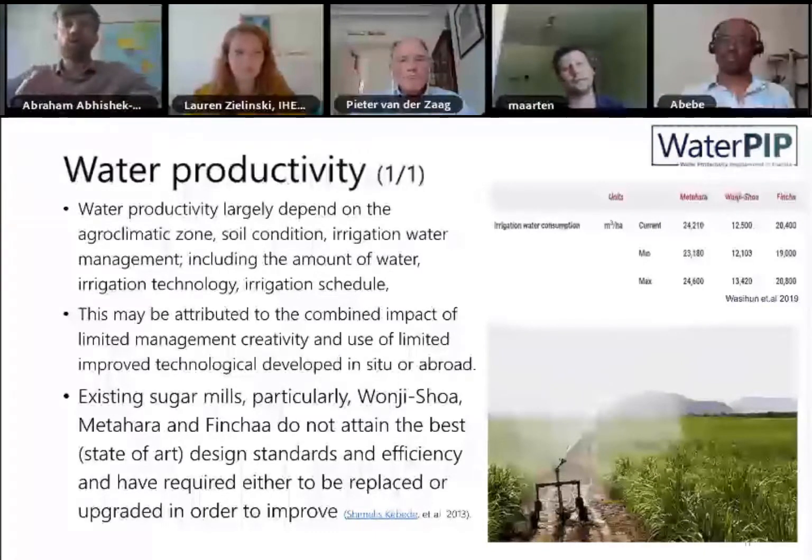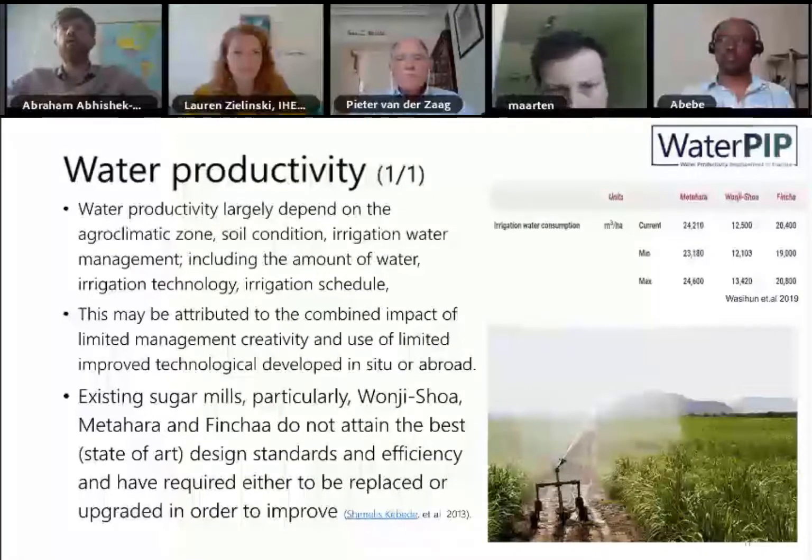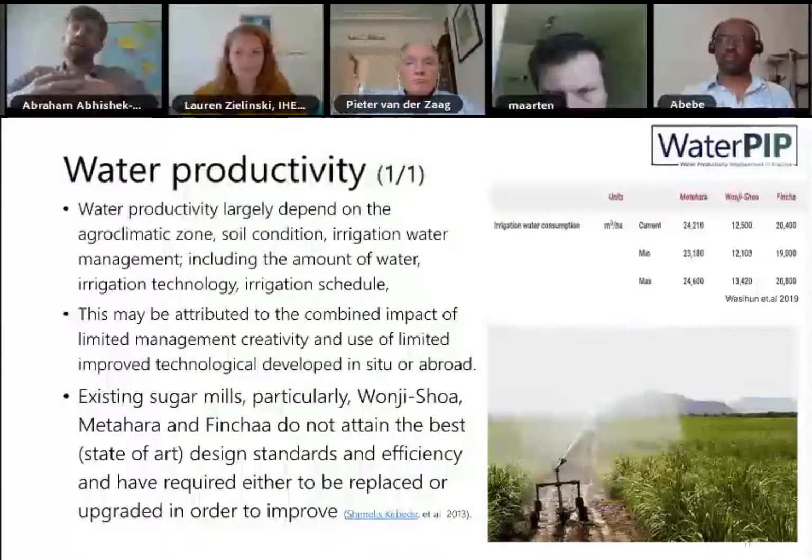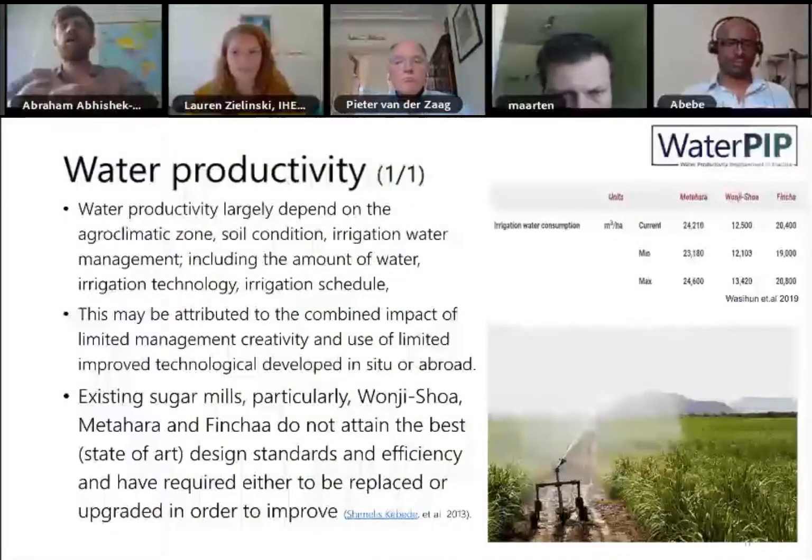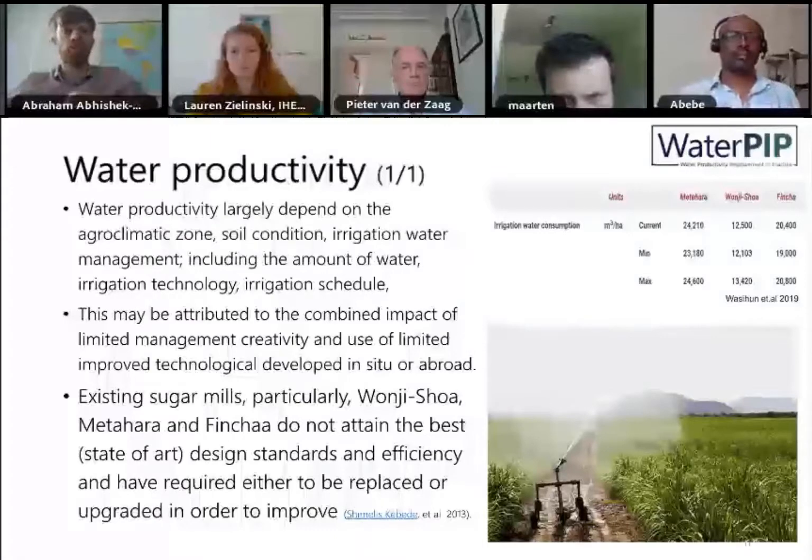With regards to water productivity, it largely depends on the zones again, soil conditions, and the irrigation water management, including the amounts of water, the irrigation technology, and the irrigation scheduling. And as Abera also already mentioned, this is really a challenge in schemes where we're only using, for example, furrow systems, as opposed to systems that are more manageable, like with hydroflumes or with drag lines or with center pivots.